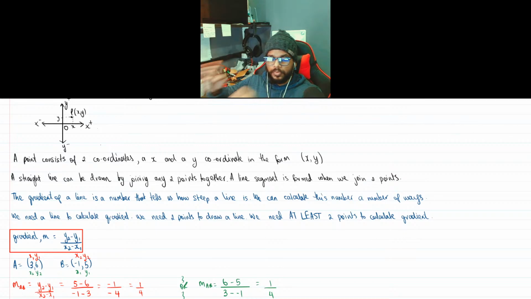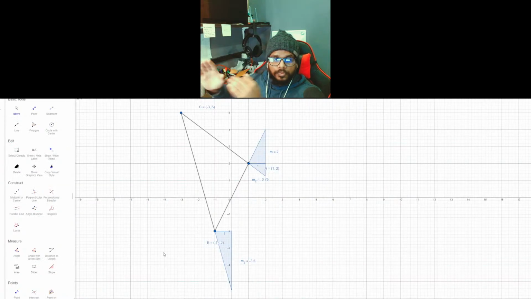So please use the notes, take down the notes, do the question, the answers are there. Again, the gradient of AB is 2, the gradient of AC is negative 0.75, and the gradient of BC is negative 3.5. So do your calculations, see if you get these answers.